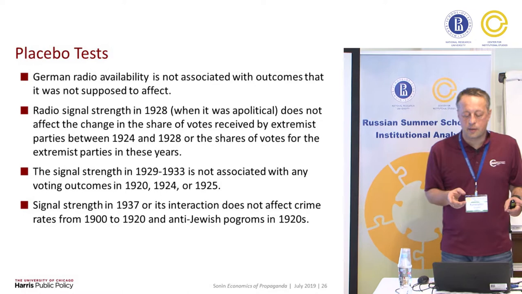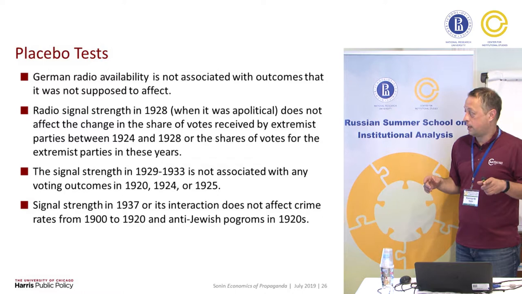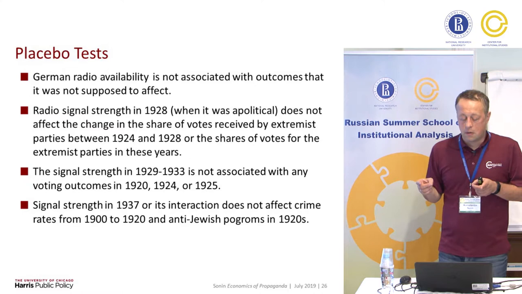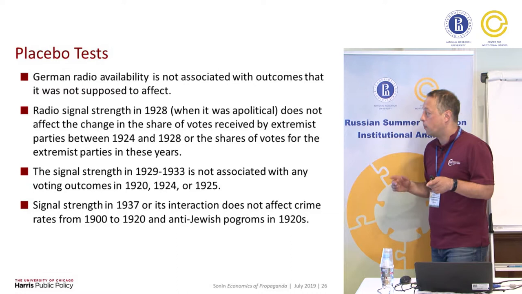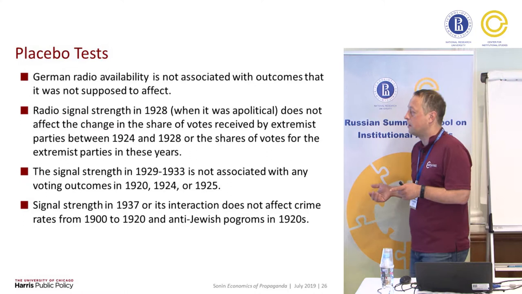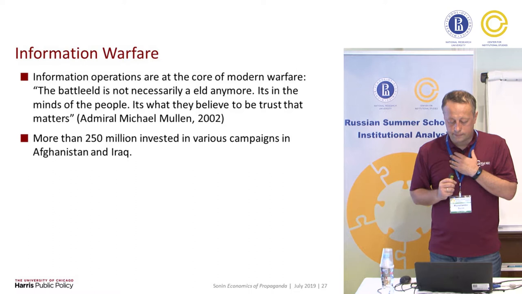So, for example, in the apolitical part of the history, when there was no political broadcast on radio, the same radio signal strength that had an impact in the future elections did not have any effect, so it didn't affect both the share of votes for extremist parties and the changes in the share of votes for extremist parties. The same thing: the signal strength afterwards was not affecting anything that was happening before that. Okay, so this is the Adena paper.